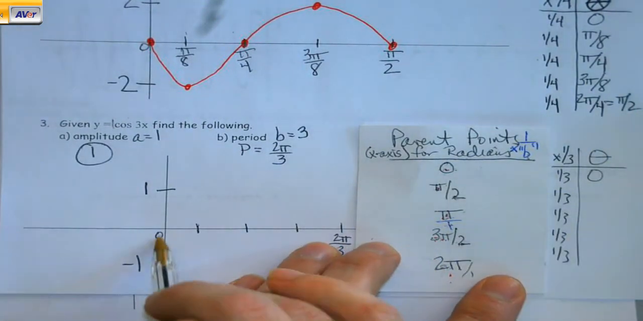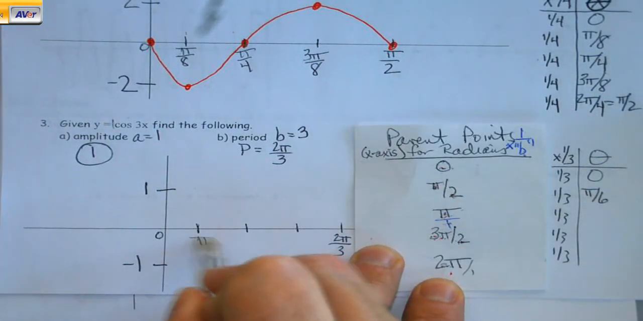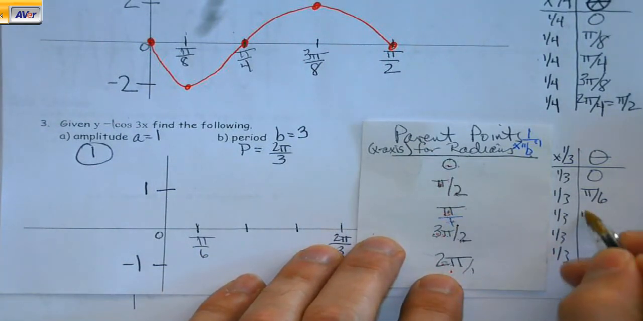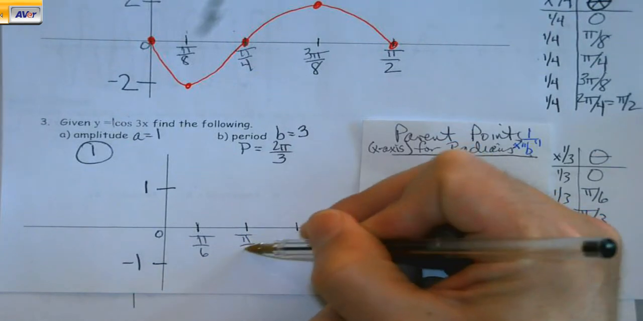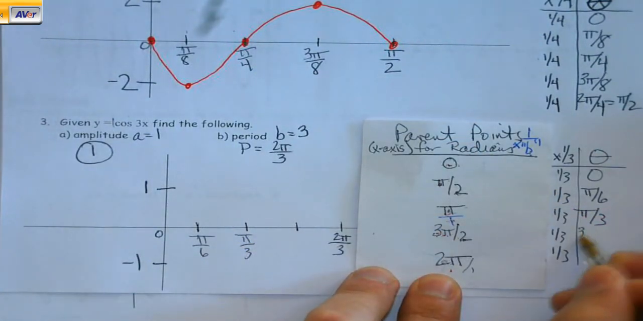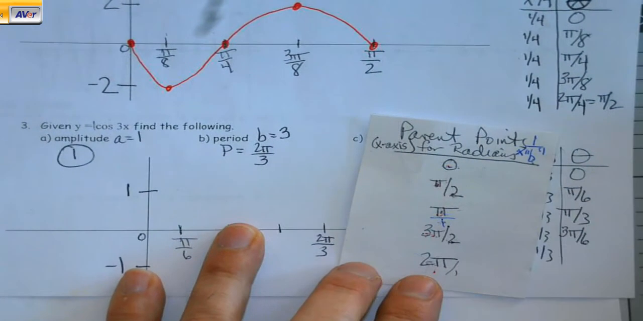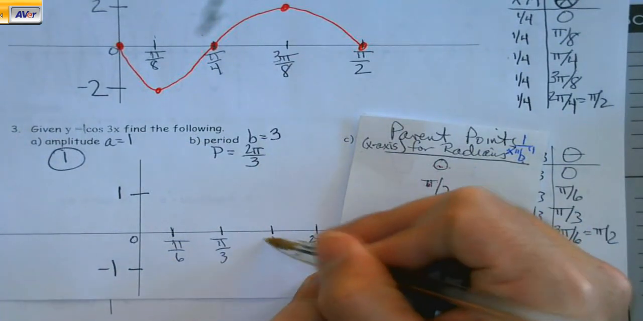0 times 1/3 is 0. Kind of knew that. Pi times 1 is pi. 2 times 3 is 6. Pi over 6. Pi times 1 is pi. 1 times 3 is 3. Pi over 3. 3 times 1 is 3 pi. 2 times 3 is 6, but 3 over 6 reduces. We don't want to forget about that. 3 over 6 is 1/2, or pi over 2.